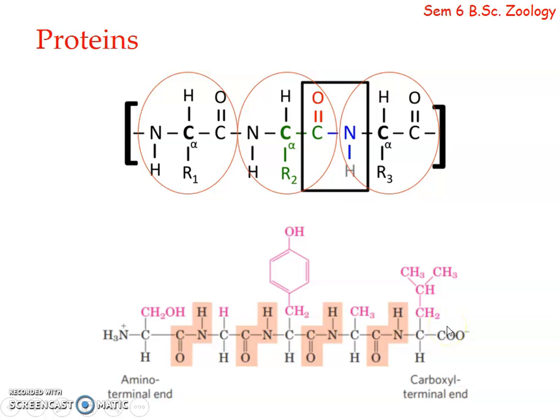And everywhere we see, there is a free amino terminal end and a free carboxyl terminal end. It is known as the N terminal and the carboxy terminal. Whenever we write the sequence of amino acids of a protein, we start with the amino terminal end, then the complete sequence of amino acids, and the carboxy terminal end. That is the last one. Right. So this is about the proteins.